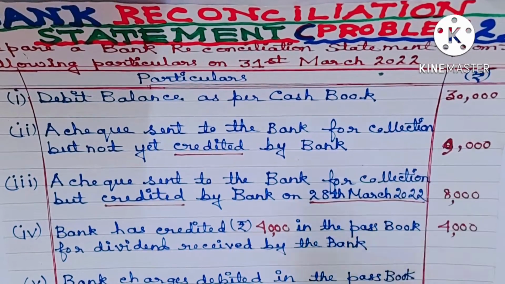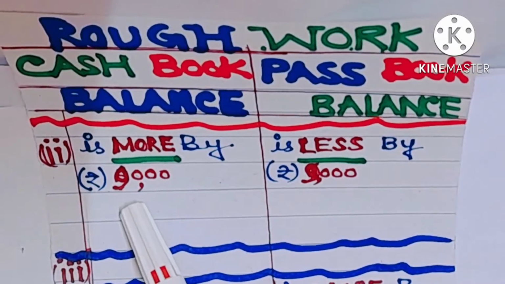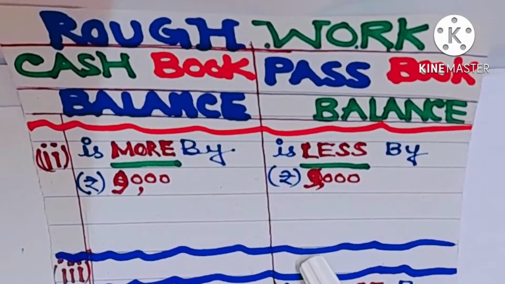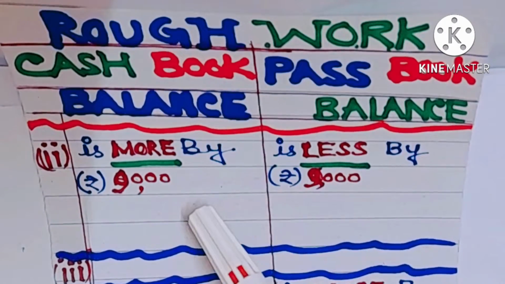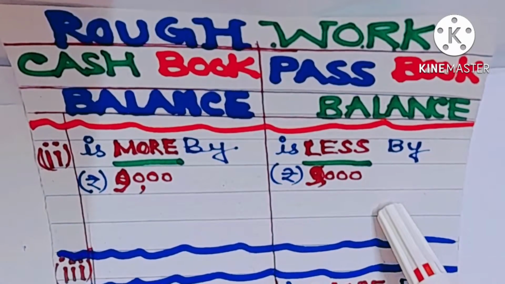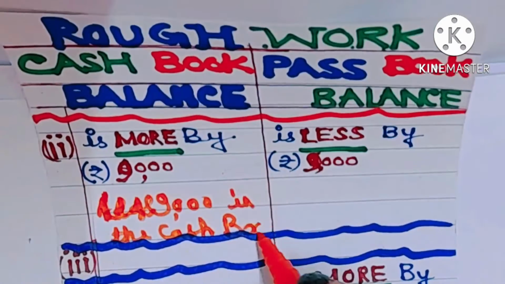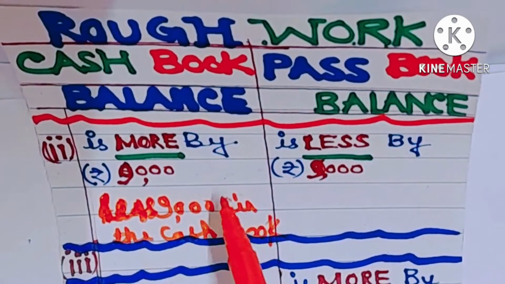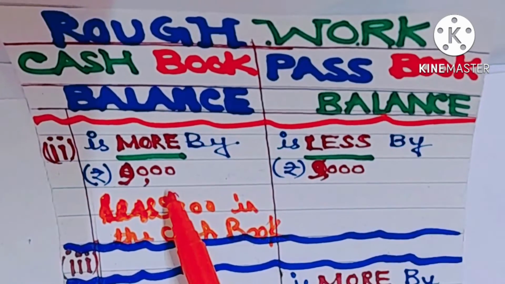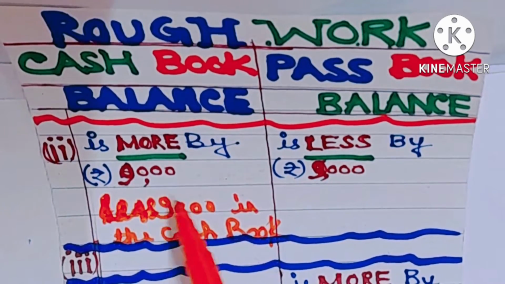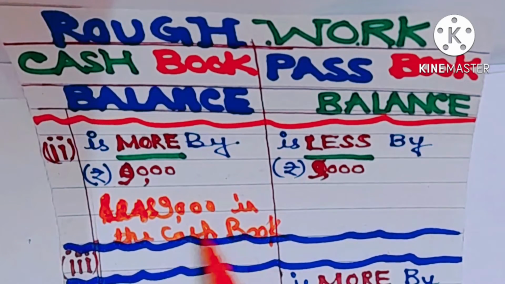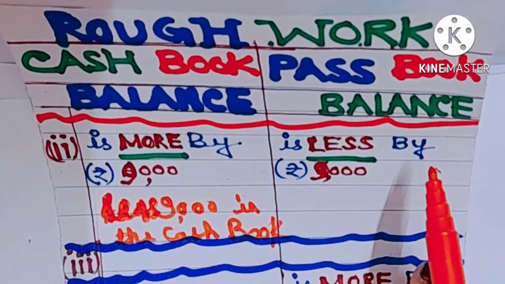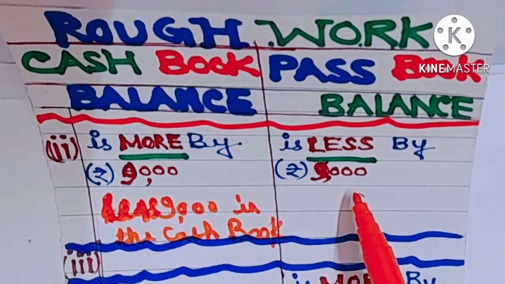Let's do it in the rough work. Since the cash book balance is more by 9,000 and the passbook balance is less by 9,000, what is our job? Our job is to make the cash book balance equal to the passbook balance. Since we cannot touch the passbook, if we deduct 9,000 in the cash book, then the cash book balance will be equal to the passbook, because the cash book balance was more by rupees 9,000 and the passbook balance was less by rupees 9,000.